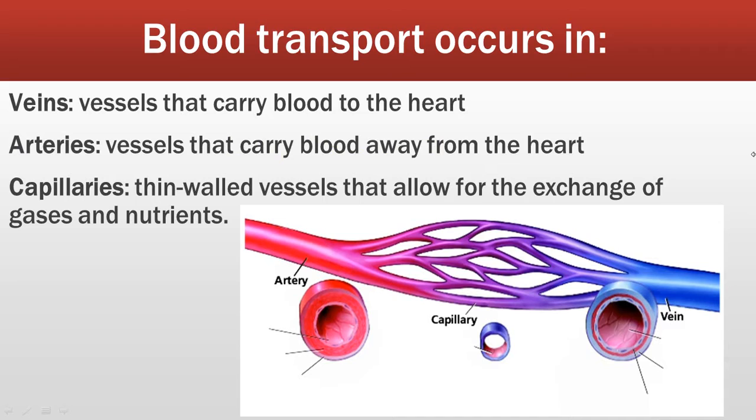It's tempting to say that arteries carry oxygen-rich blood and veins carry oxygen-poor blood, but that's not true 100% of the time. It turns out that the vessels that are carrying blood away from the heart to the lungs carry deoxygenated blood. Okay, so it's important that we distinguish that veins carry blood to the heart and arteries carry blood away from the heart.